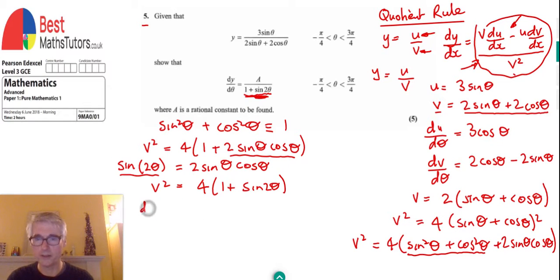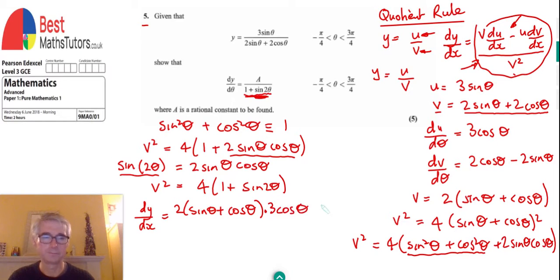So we're going to get dy/dx is equal to 2 sine theta plus cos theta, and I'm just going to factorize that just to make life a little bit easier. So I've got 2 sine theta plus cos theta, and that's going to be multiplied by the result of du/dx, or in our case du/d theta. So that's going to be times by the 3 cos theta. I'm going to subtract from that Ru, which is the 3 sine theta.